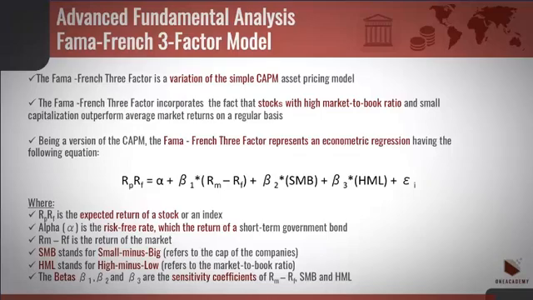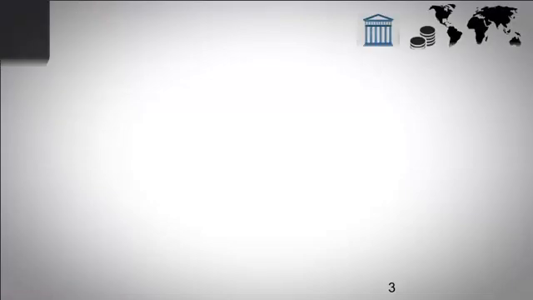SMB stands for small minus big, and refers to the cap of the companies. And HML stands for high minus low, and refers to the market-to-book ratio. The betas are the sensitivity coefficients of RM, RF, SMB, and HML.